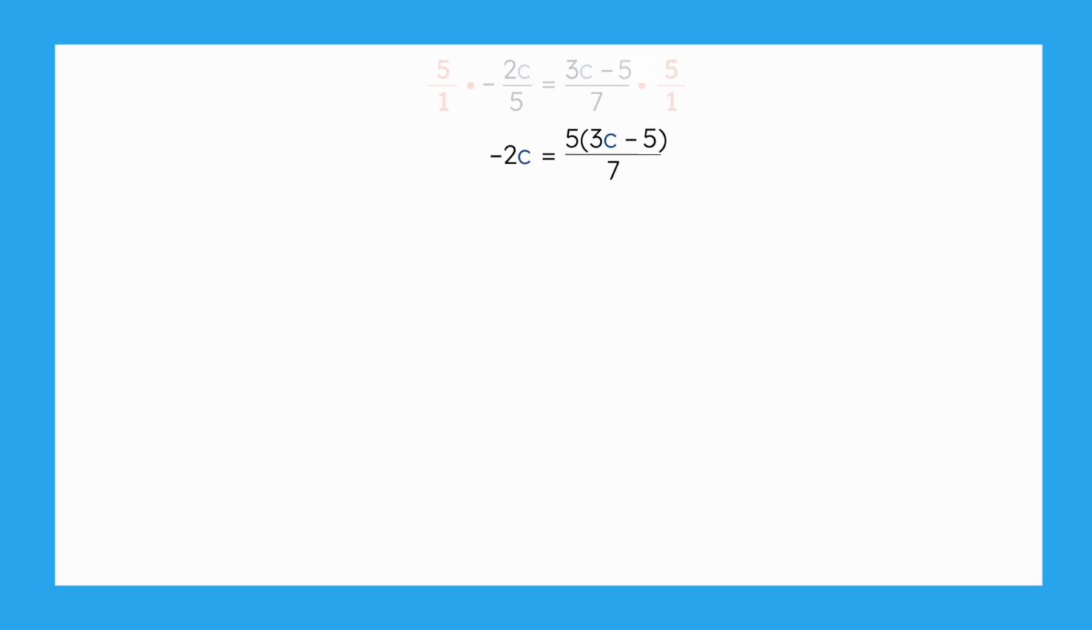We're not ready to cancel one of these variable terms yet. Let's multiply both sides by 7. Now, we've finally canceled both of our denominators, and we're left with the equation negative 14c equals 5 times the quantity 3c minus 5. I know you can take things from here. Pause the video and solve this equation for c. Then, come back to check your work.